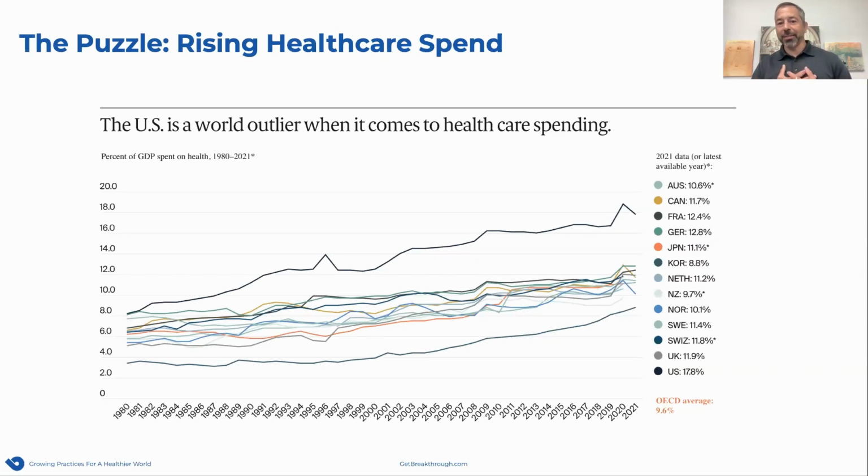So I have a family of eight. 8 times 13K is a lot, right? $104,000 per year on average to cover a family of 8. A family of 4 would be half of that, right? So that is absolutely brutal.